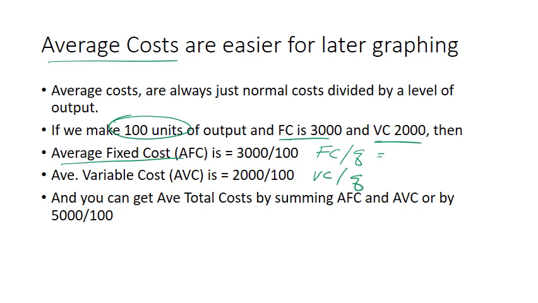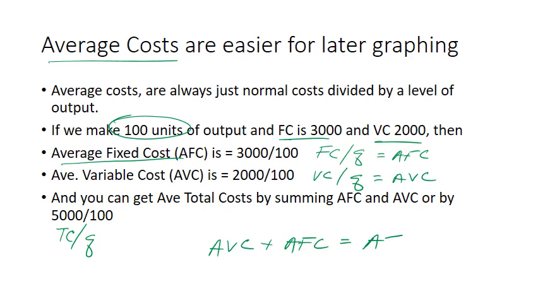Okay, so this is going to be mathematically how you would solve for these if you are ever asked to calculate them. And of course, you can get average total cost by dividing total costs by quantity, or you can just take average variable plus average fixed, and adding the two of them together will get you to average total cost. Okay, so these averages are going to be quite useful. We're going to graph them on the next slide.